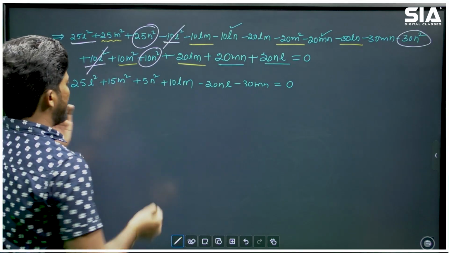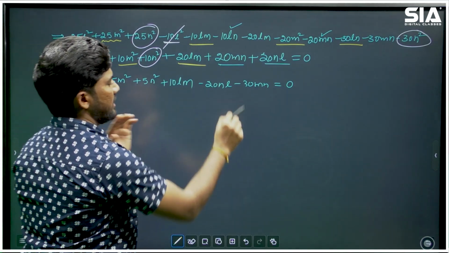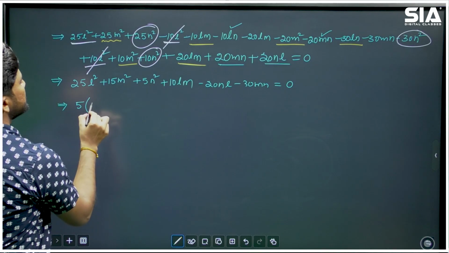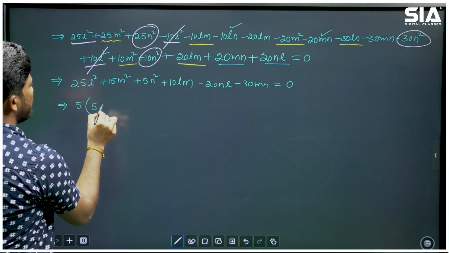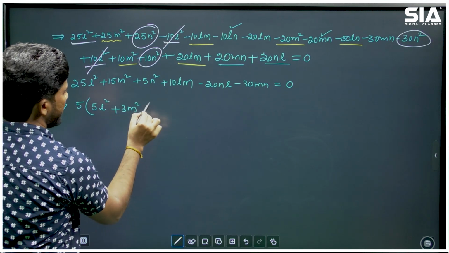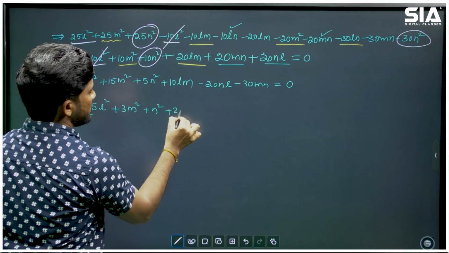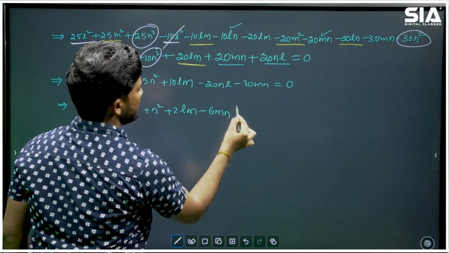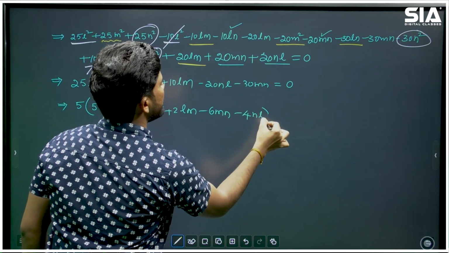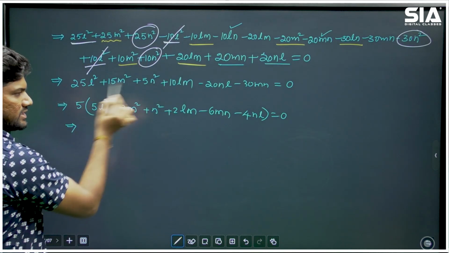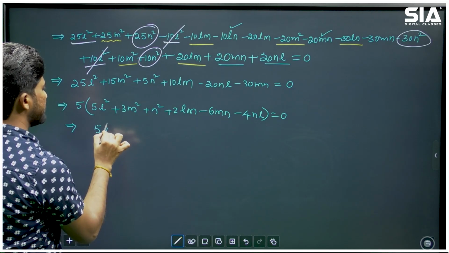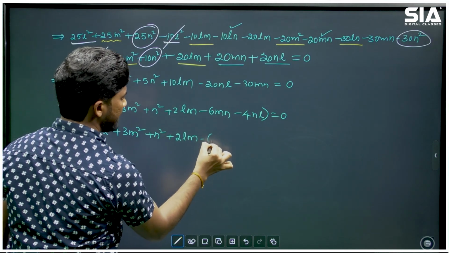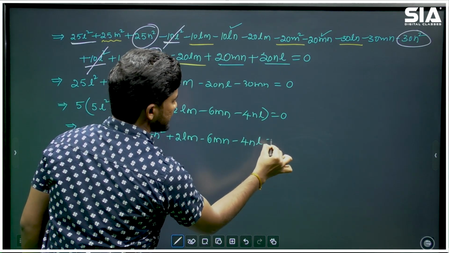So now this is the value from this total. See, if you observe each and every value, we can take 5 common. Why? Because each and every coefficient has 5 as a factor. If you take 5 common, from 25 if you take 5, 5l square plus 3m square plus n square plus 2lm, minus from 30mn if you take 5 common, 6mn, from 20 minus 4nl equal to 0. Send that 5 value to RHS, so 0 by 5 is 0. 5l square plus 3m square plus n square plus 2lm minus 6mn minus 4nl is equal to 0.